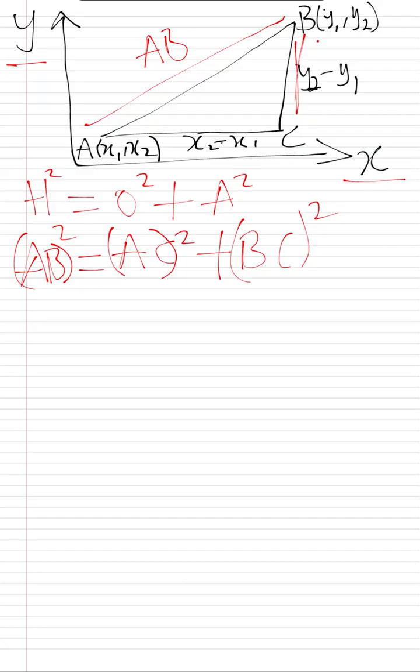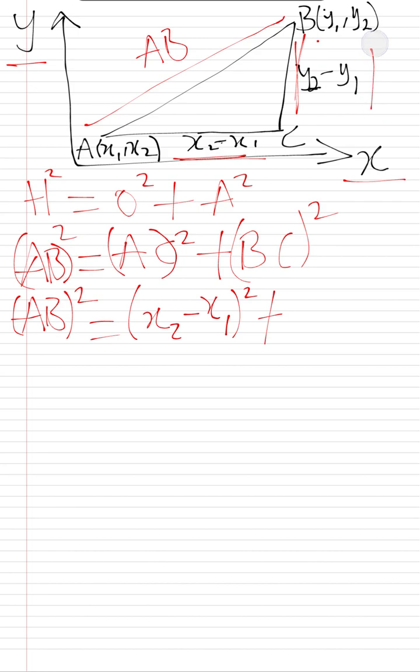So what am I going to have next? AB does not have a value, so that's still AB all squared equals what's our AC? This is our AC, so that is x2 minus x1 all squared, then plus what? Our BC now, which is this place. That's y2 minus y1 all squared.